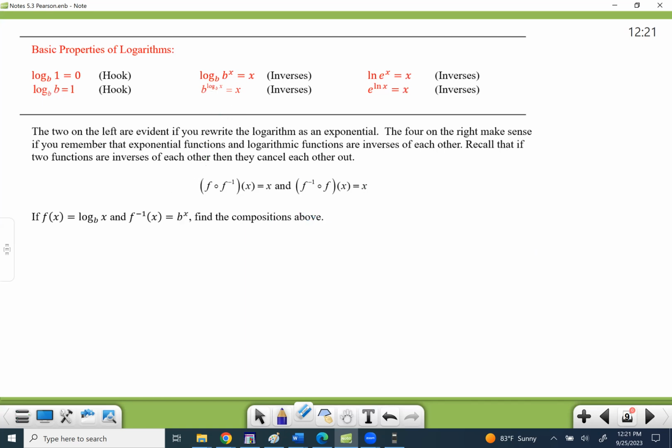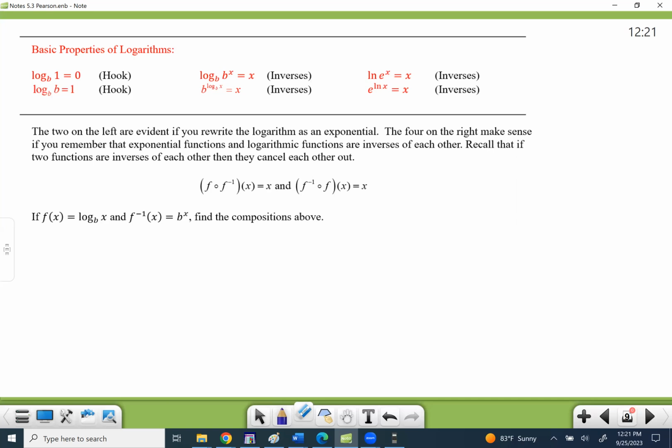If two functions are inverses, then when we compose them either way, f compose f inverse or f inverse compose f, they're going to undo each other and you'll just get x out. This was a property we did at the beginning of chapter 5, right? When we compose two functions that are inverses, we get x out, okay?